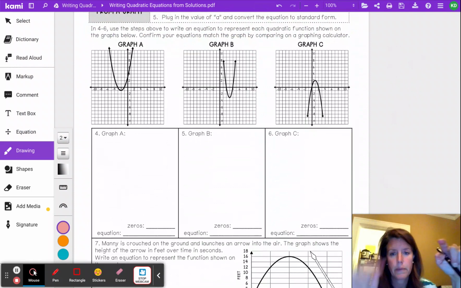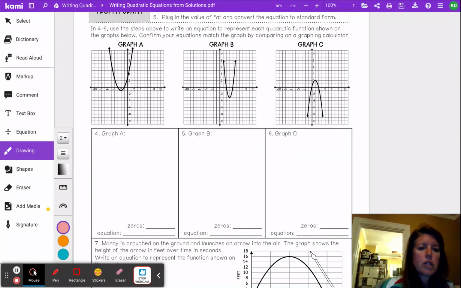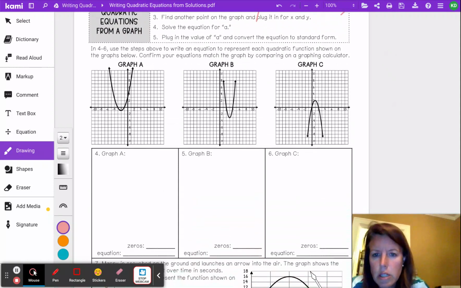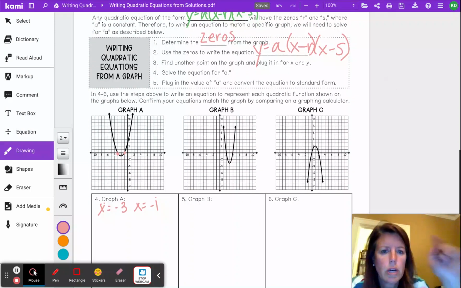Okay, pay attention again if you aren't paying attention, because these are where it kind of gets a little dicey. Okay, so very first step, determine the zeros from the graph. So we're going to look at our zeros, and it's really hard to see. Let's see, that would be -3 and -1. So I'm going to write up here, x equals -3 and x equals -1. Okay, so that was step 1.